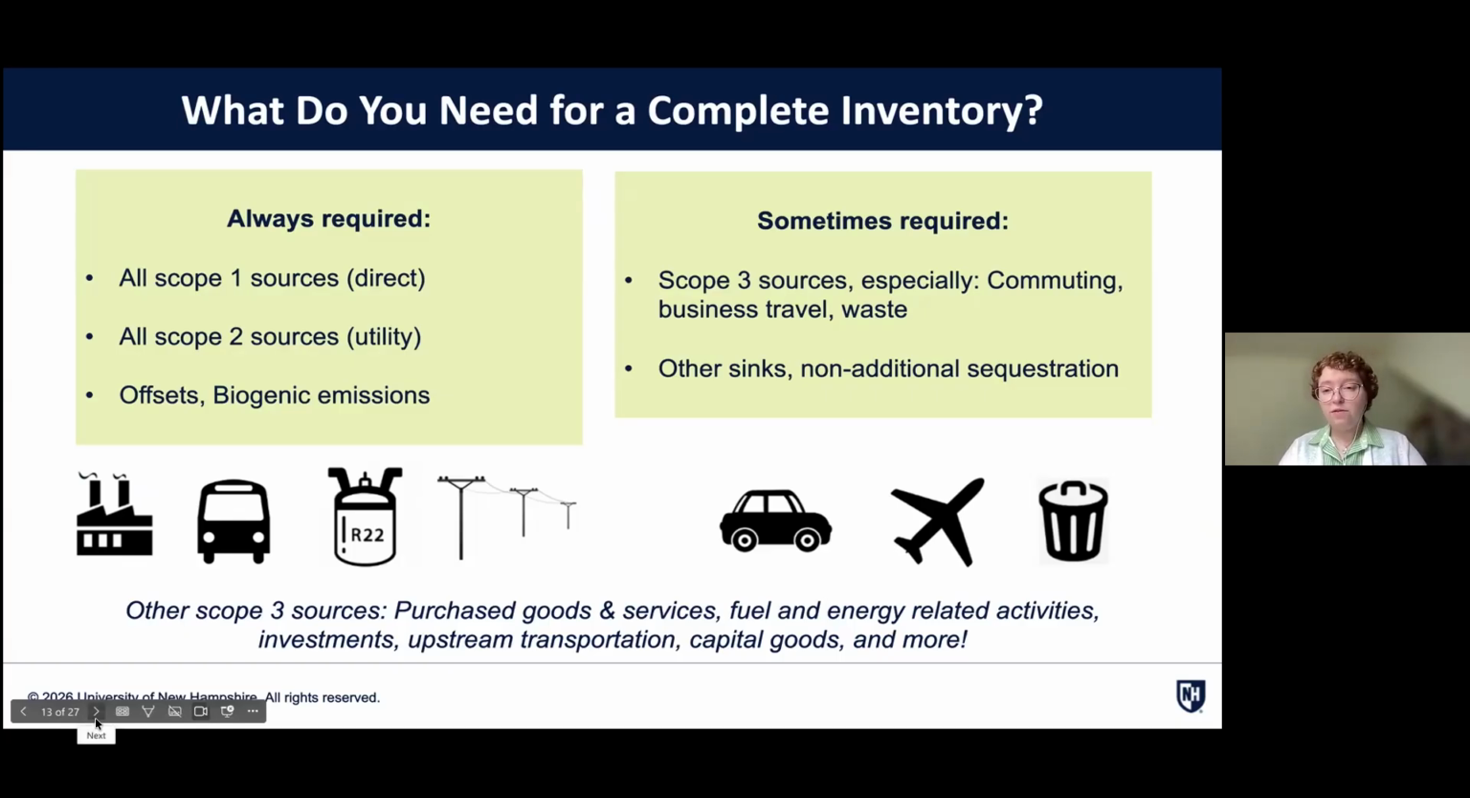There are 15 different scope three categories. We won't go through all of them today, but some examples of other common categories include purchased goods and services, investments, capital goods, and upstream transportation and distribution of purchased goods.